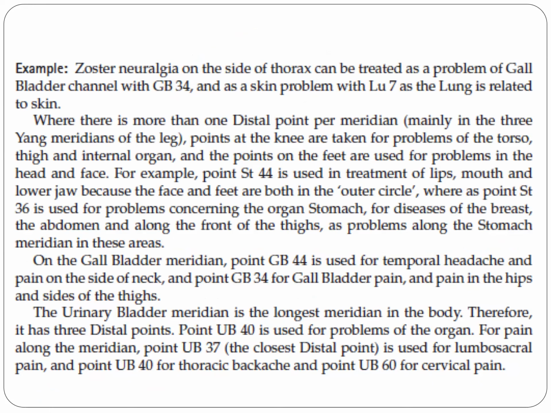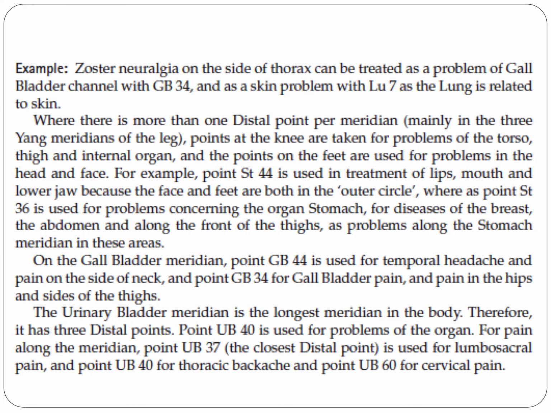So hypochondralgia on the side of the thorax can be treated as a problem of the gallbladder channel with GB34. And as the lung is related to the skin, okay? Where there is more than one distal point per meridian, mainly in the three yang meridians of the leg, points at the knee are taken for problems of the torso, thigh, and internal organs, and the points on the feet are used for problems in the head and face.